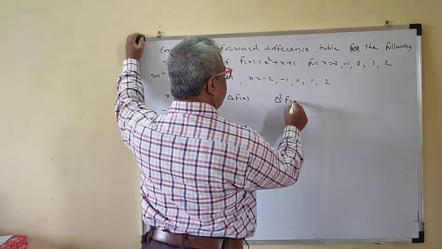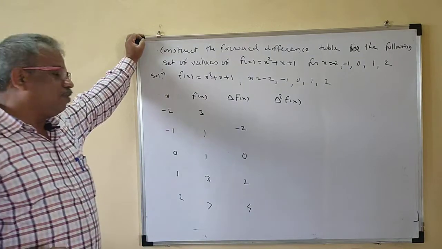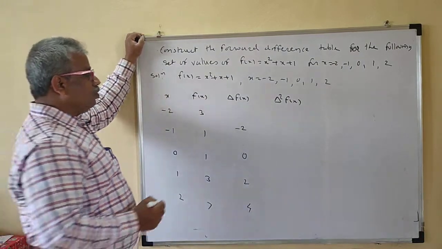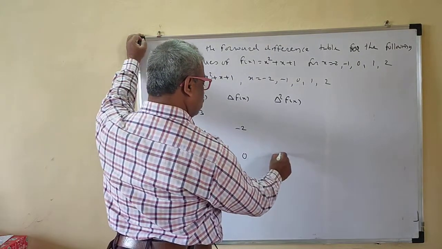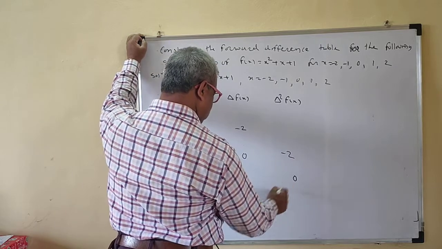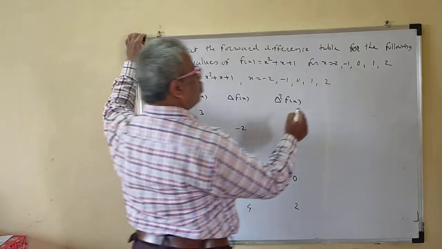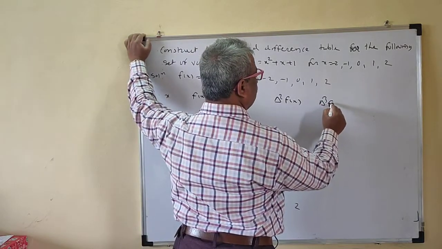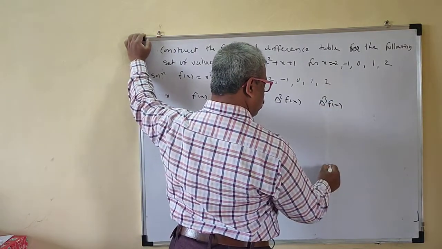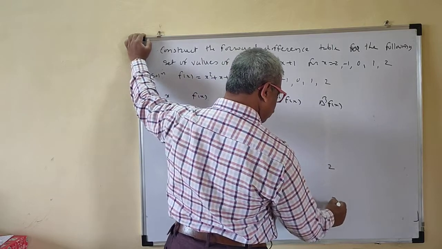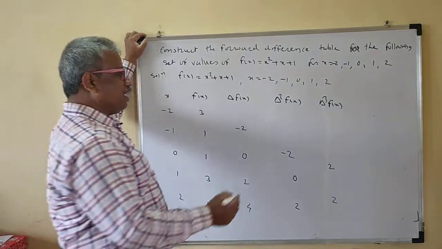Now del square f of x. So this will be 0 minus 2, this is 2. 2 minus 0 is 2. 4 minus 2 is 2. Right. So del cube f of x. This is 2, then this is 2. Then del to the power 4 f of x.